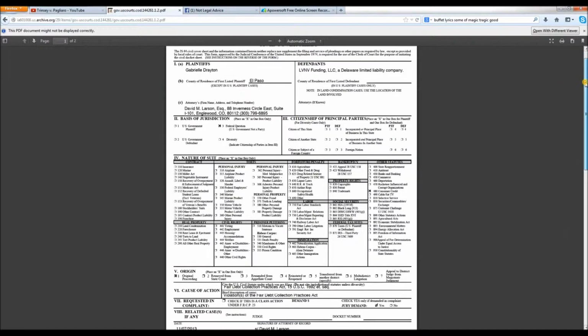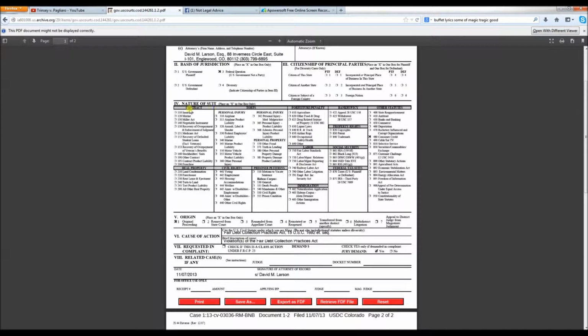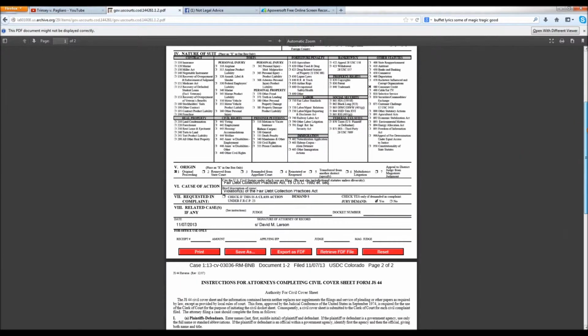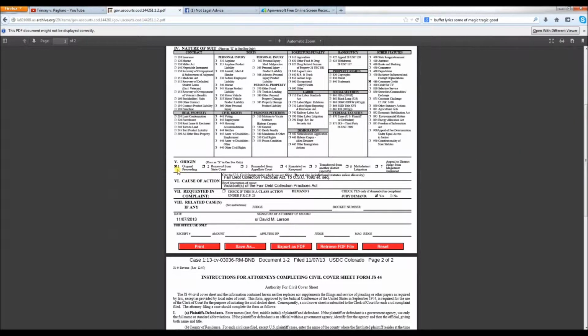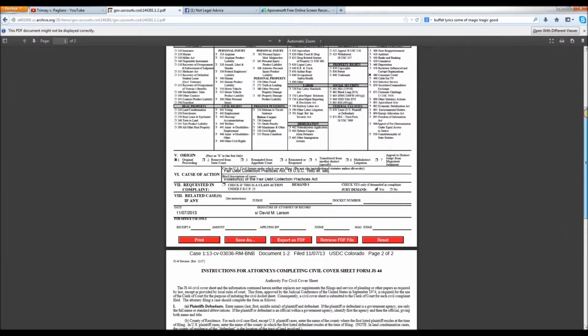Now this is the box that most people have a question with, the nature of the suit. If it's a FDCPA, FCRA, or TCPA, that's section 480, consumer credit. That is the box you want to click. This whole section right here, you only need to click that box. Then origin: if this is the first time you're filing the lawsuit, it's an original pleading, so you click that box. I've never used any of these other boxes, so I don't think that you'll need to.